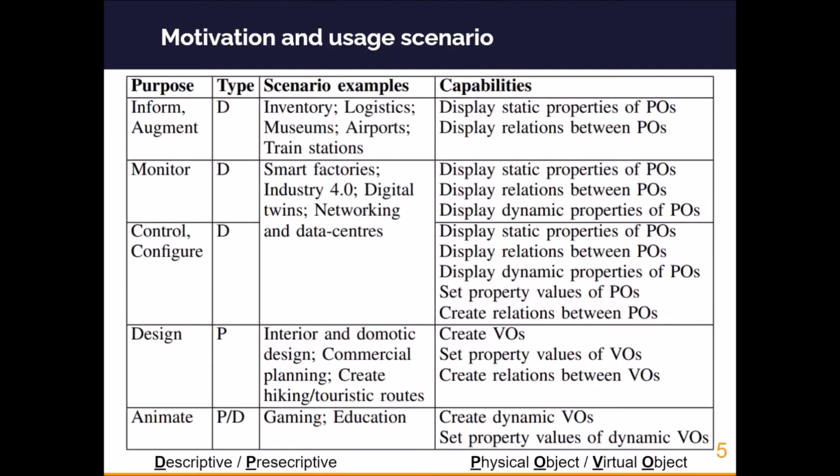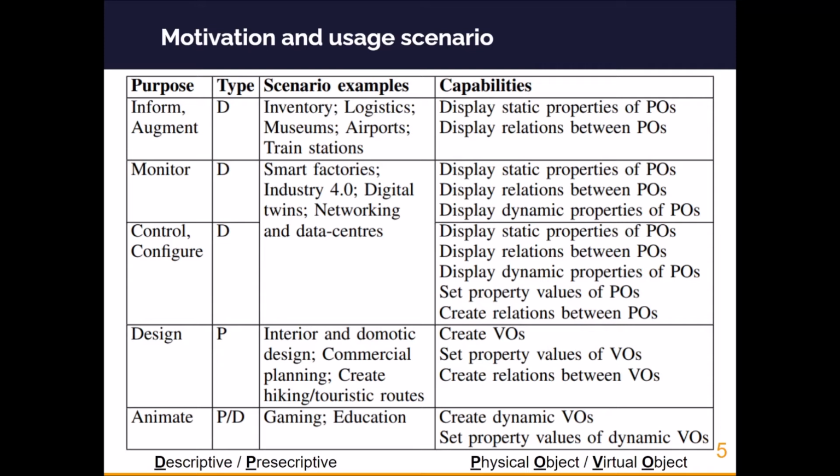So now we have this beautiful table which shows the motivation and usage scenarios we came up with. First I will define what P and D stand for. D is for descriptive, which means describing an existing system. And then we have P for prescriptive, which is describing a system to be constructed.